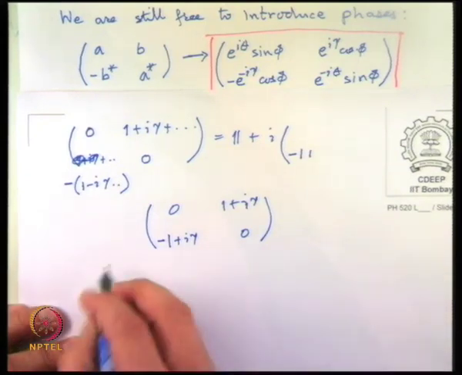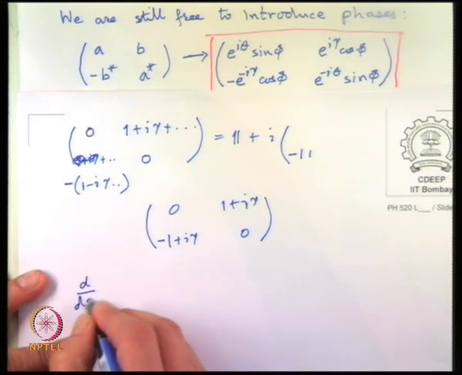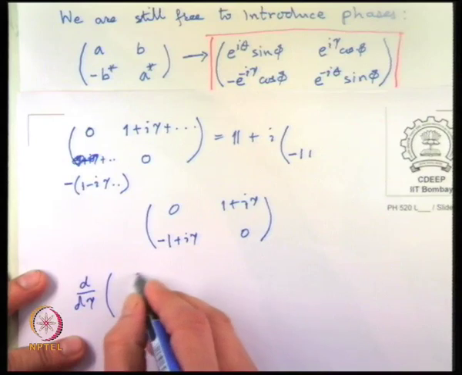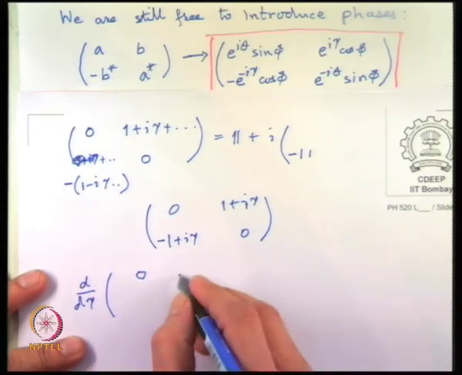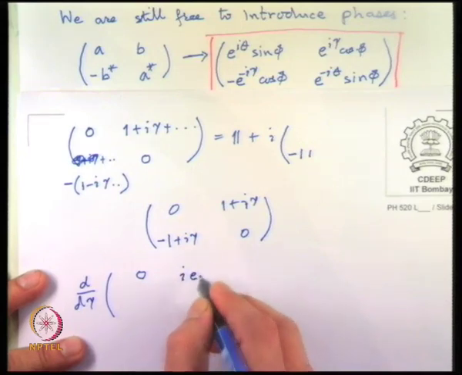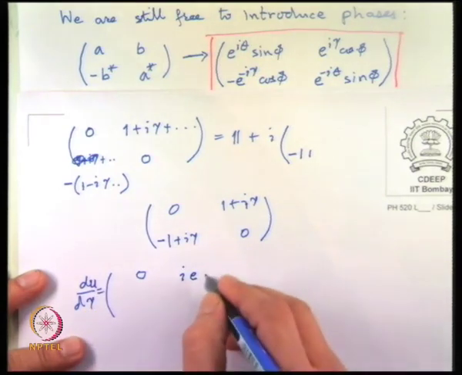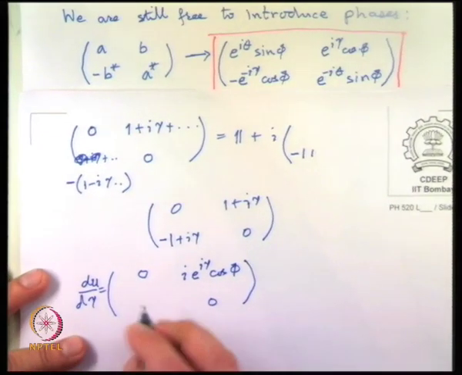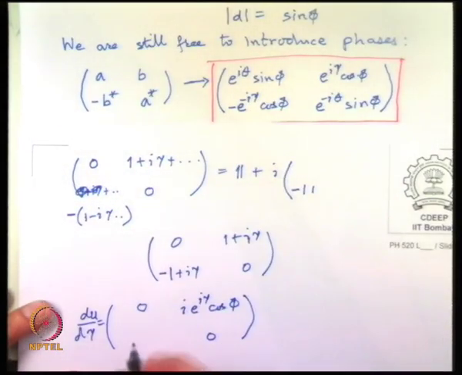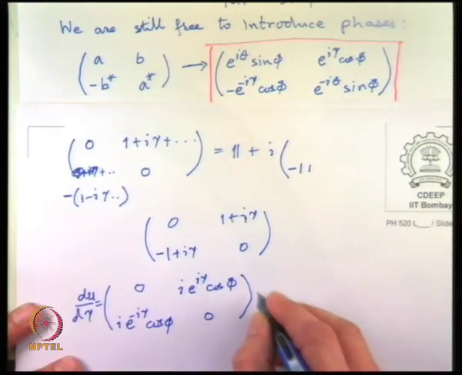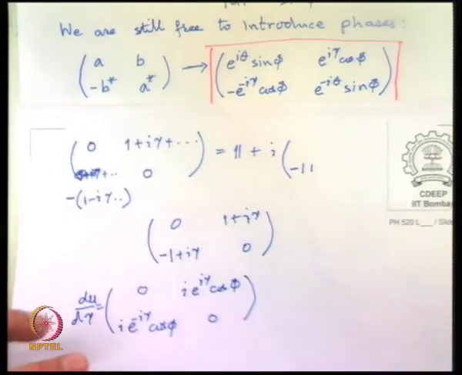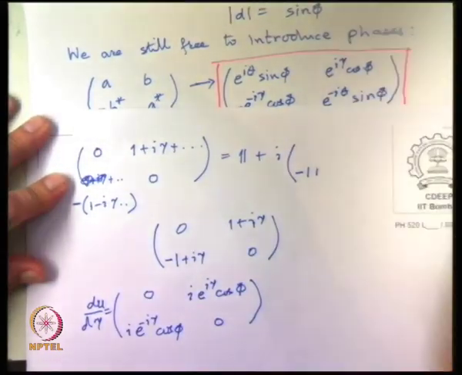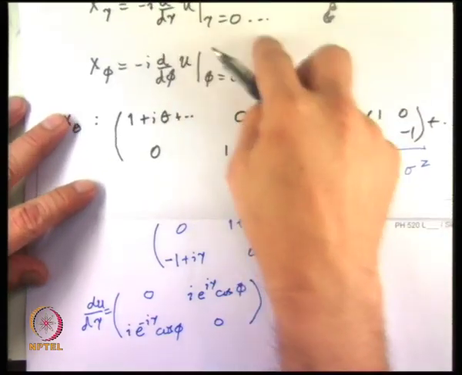So what happens if we do d by d gamma of this, okay. These terms are not important because they are anyway not dependent. So I get i times, so dU by d gamma is equal to i times e raised to i gamma cos phi. Good, that is the way to do it. And then when I differentiate this, I get i times e raised to minus i gamma times cos phi. So if we evaluate this, and our definition was removing one factor of i, after evaluating at gamma equal to 0.